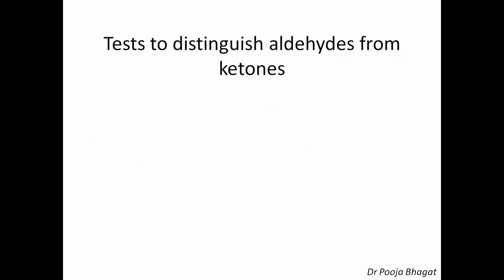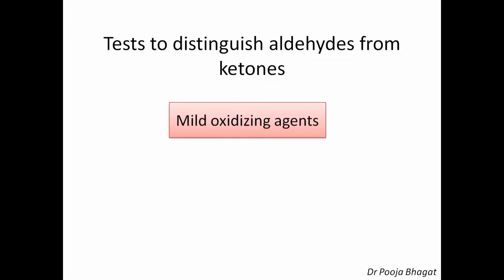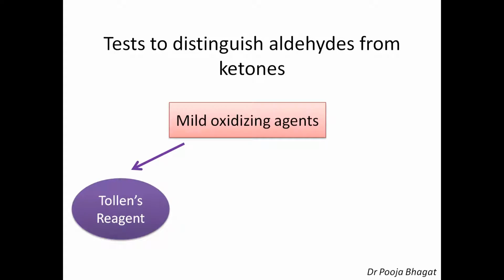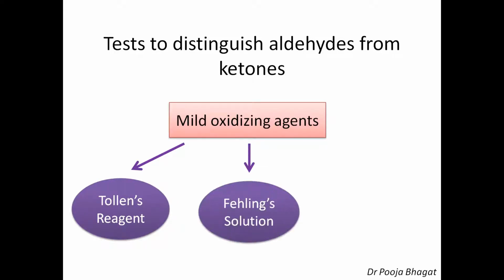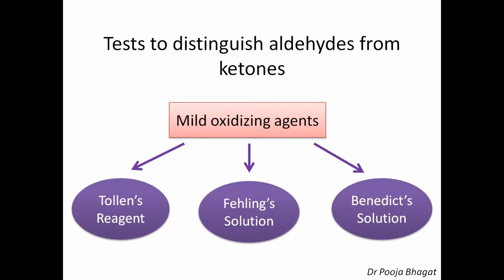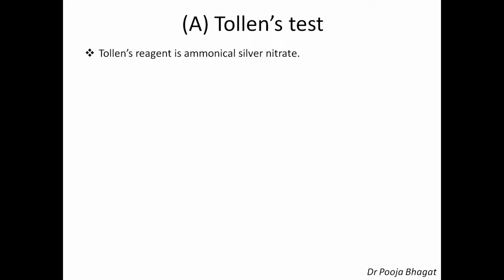So the various mild oxidizing agents which we'll use in this video to distinguish aldehydes from ketones are: number 1, Tollens reagent; number 2, Fehling solution; and number 3, Benedict solution. So these are the 3 mild oxidizing agents which we'll use in this video to explain how we can use these agents to distinguish aldehydes from ketones. Now, the first is the Tollens test.